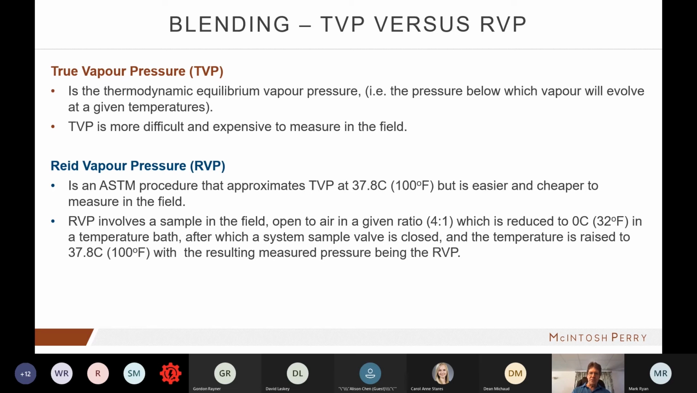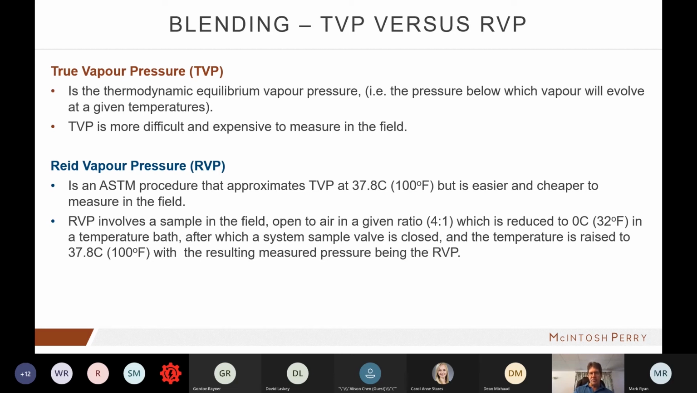We have our fluid in the sample container. It's in a temperature bath, which is reduced to 0 degrees C or 32 F. And once we reach that temperature, we actually close the valve. We increase the temperature of the system up to 37.8 degrees C or 100 degrees F. And then there's going to be a pressure that develops, and that measured pressure we read and record, and that is known as the Reid vapor pressure. So it's a facsimile to TVP. They're different, quite often not that different.